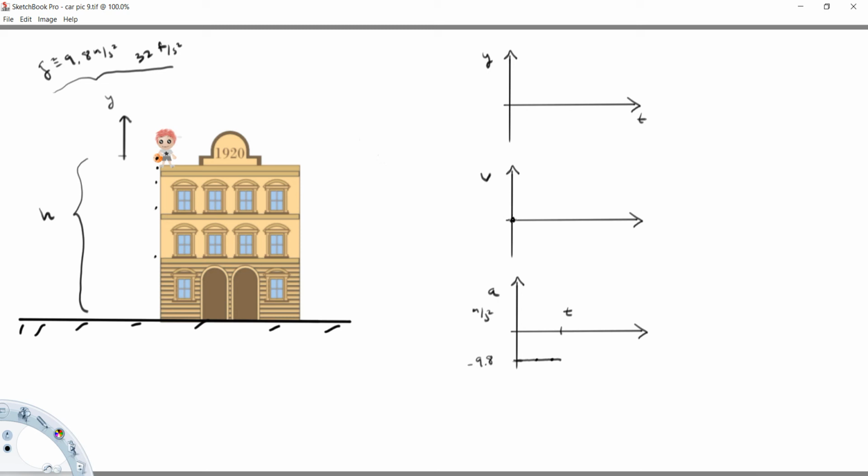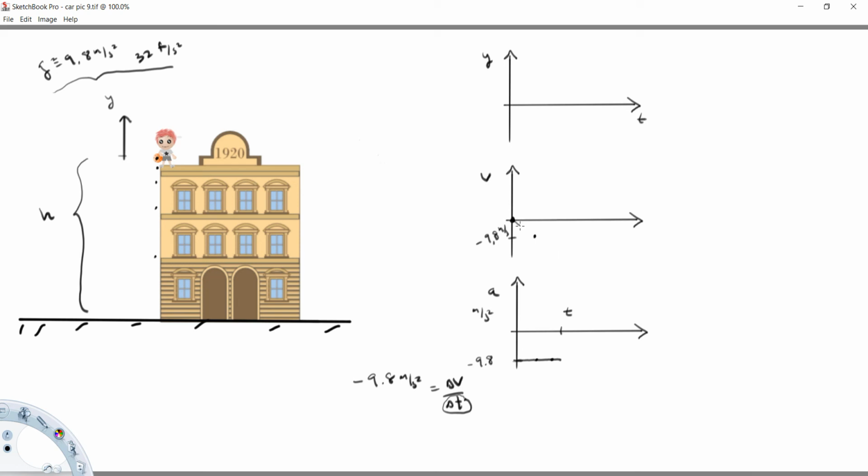Now, a second later, we would expect the velocity to be about negative 9.8 meters per second. Here's why. The acceleration, which we believe is negative 9.8 meters per second squared, is equal to change in v over change in t. So if this were 1 second, the delta v would equal negative 9.8, meaning that if 1 second goes by, we would expect a velocity of negative 9.8 meters per second. After another second, negative 19.6, and so forth.